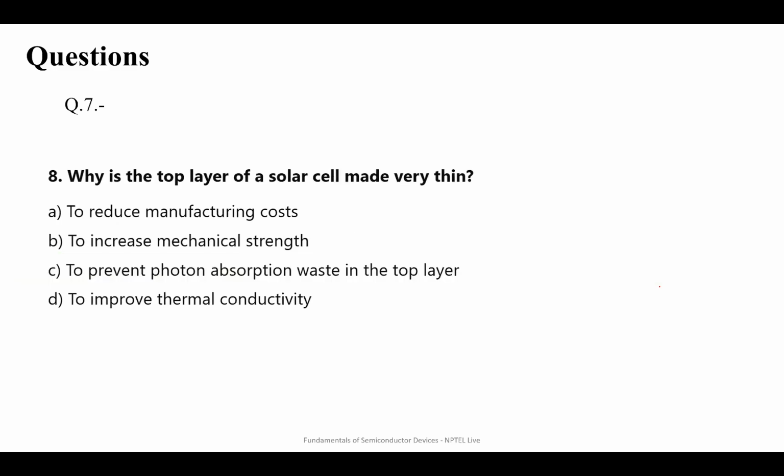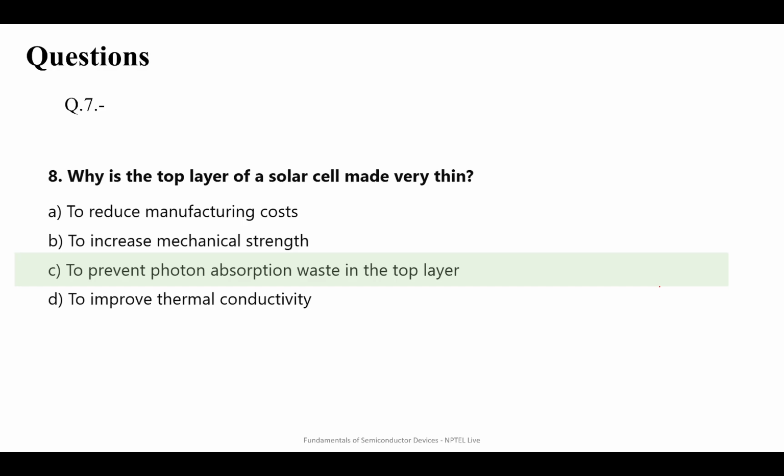Why is the top layer of a solar cell made very thin? To reduce manufacturing costs, to increase mechanical strength, to prevent photon absorption waste in the top layer, or to improve thermal conductivity? Sir, option D, sir. That is wrong. The answer would be to prevent photon absorption waste in the top layer.